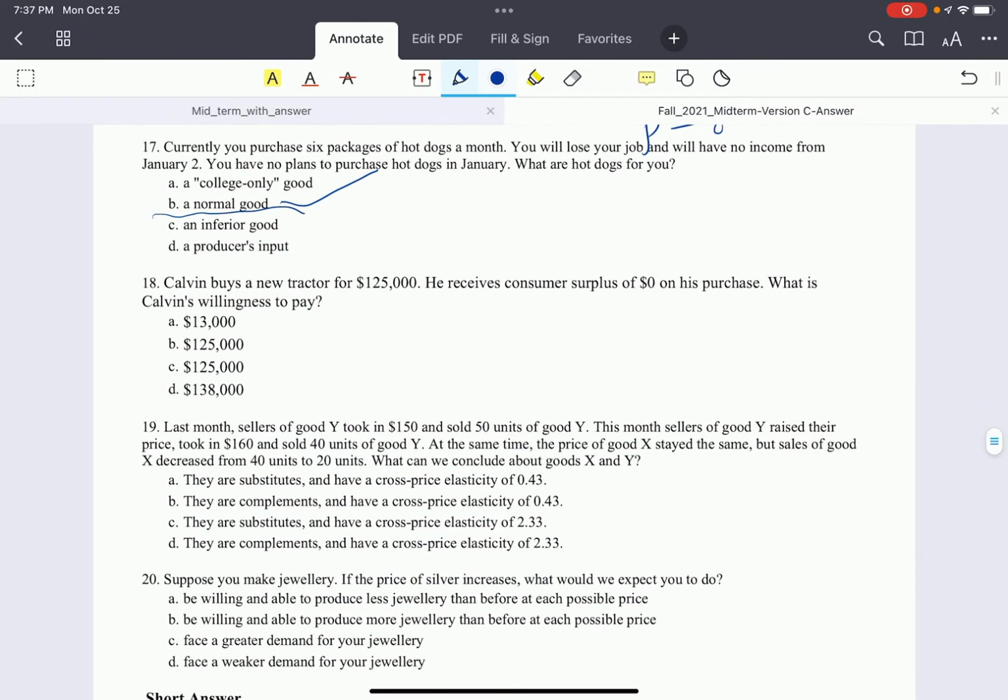18. Calvin buys a new tractor for $125,000. He receives a consumer surplus of $0 on his purchase. What is Calvin's willingness to pay? Well, this one is simple, right? Because we know that consumer surplus equals willingness to pay minus the price paid by the consumer. So the answer here is B or C, because they're essentially the same.